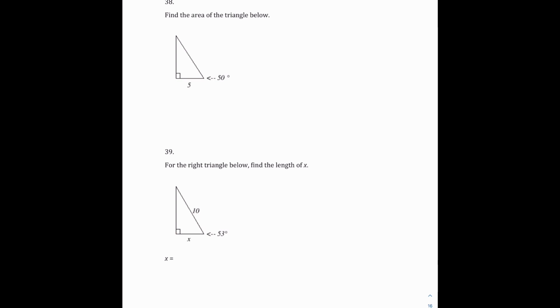Find the area of the triangle below. So we know that the area of the triangle is half the base times the height. So we need to find the base and the height. We were given the base, which is 5, and now we need to find the height. So I'm going to call the height y in this case, and I know this angle is 50. Relative to the angle given, we have the opposite and we have the hypotenuse, so we're going to use tangent. Tangent 50 is equal to the opposite over the hypotenuse.